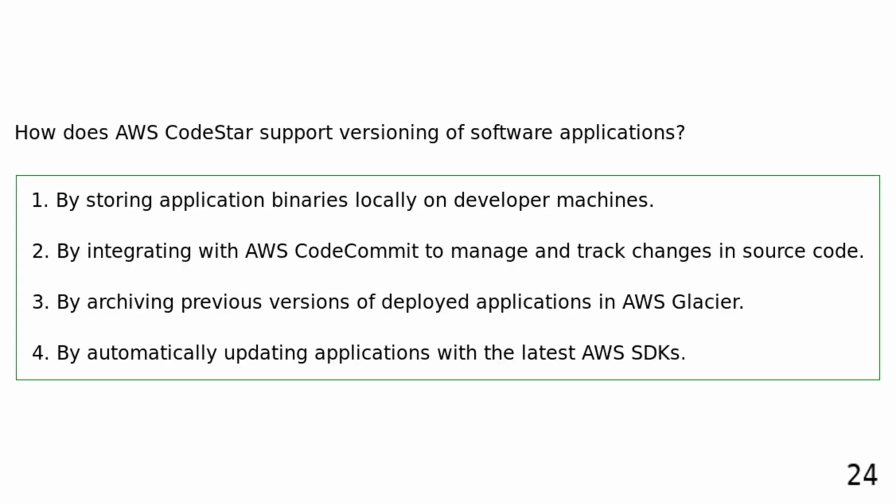How does AWS CodeStar support versioning of software applications? By storing application binaries locally on developer machines. By integrating with AWS CodeCommit to manage and track changes in source code. By archiving previous versions of deployed applications in AWS Glacier. By automatically updating applications with the latest AWS SDKs.